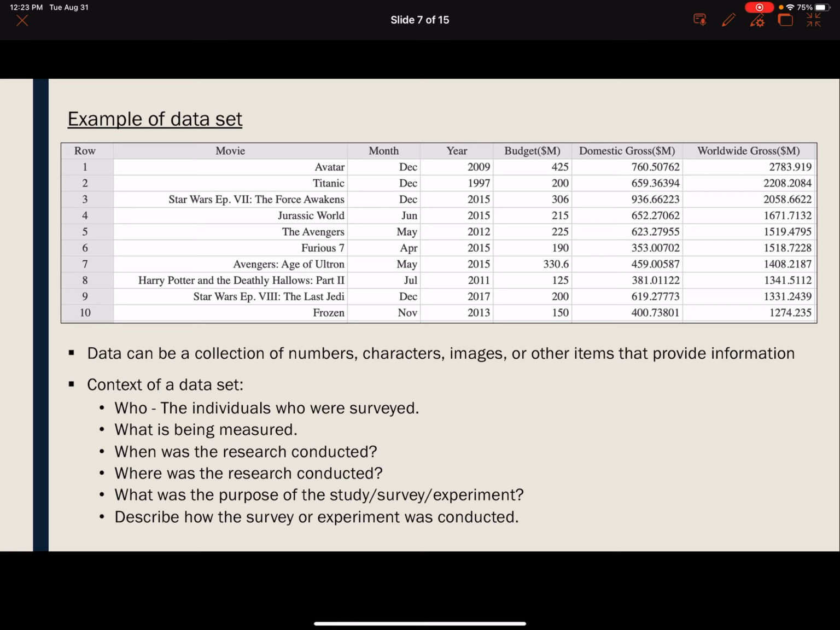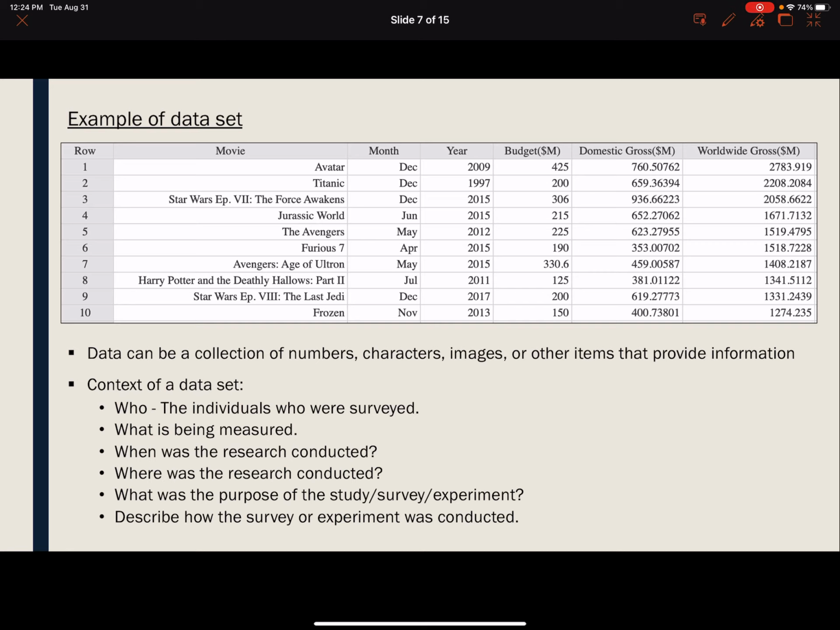So when we look at data, data is a collection of numbers, characters, images, really anything that provides us information about the sample, which we then hope will allow us to make predictions about the population. And when we look at data, we want to talk about the context of the data. The context would be the who, what, where, when, how type of idea.